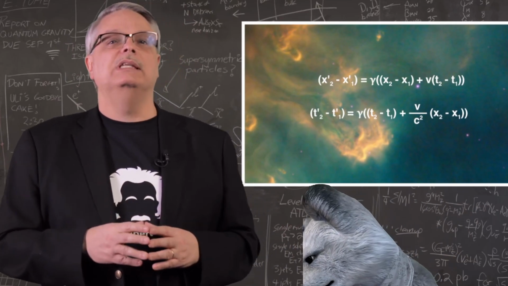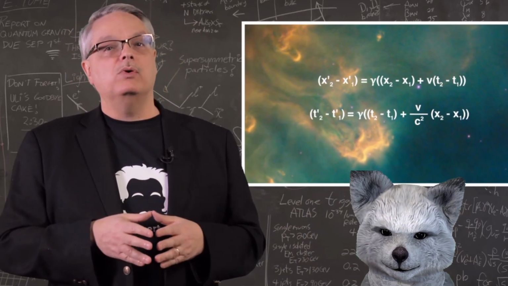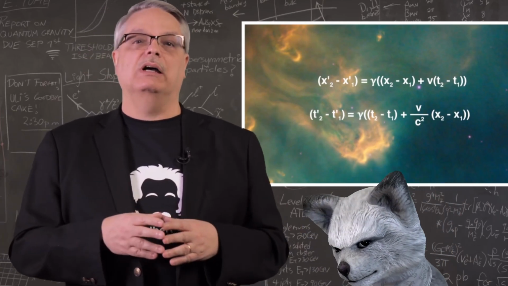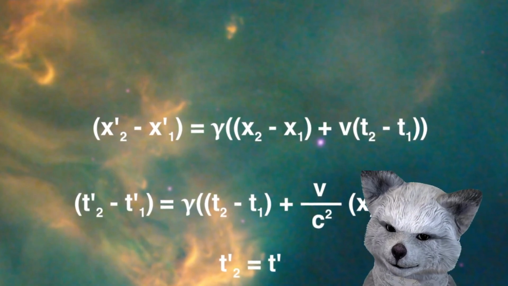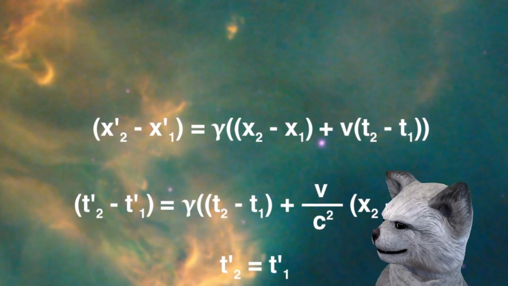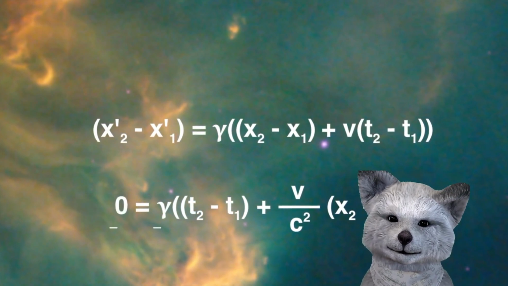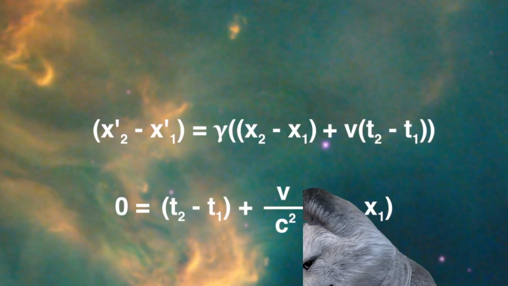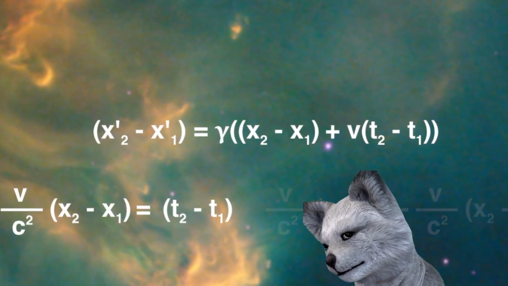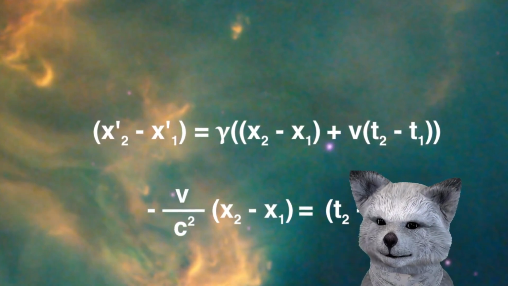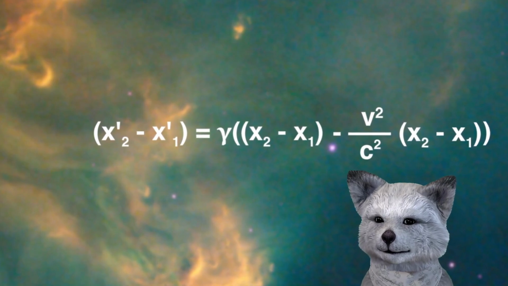So, remember what we need to do. We need to have the primed observer find the location of the two ends at the same time. And that means that t2 prime equals t1 prime, which means that the left-hand side of the bottom equation is 0. We want to get rid of the times and only have locations, so we can solve for t2 minus t1 and get this here. And we can take this and put it in the top equation, and we get this equation that we see here.